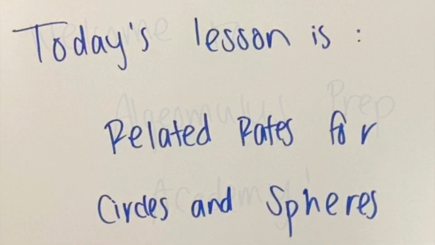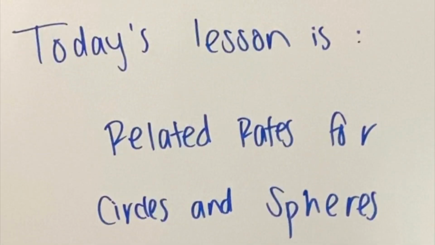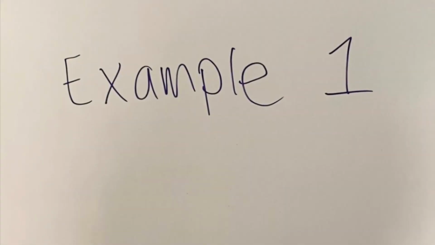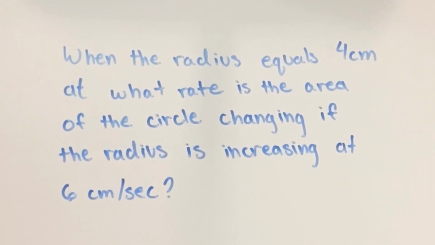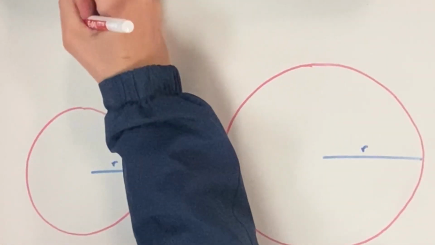The lesson for today is related rates for circles and spheres. When the radius equals 4 centimeters, at what rate is the area of the circle changing if the radius is increasing at a rate of 6 centimeters per second?